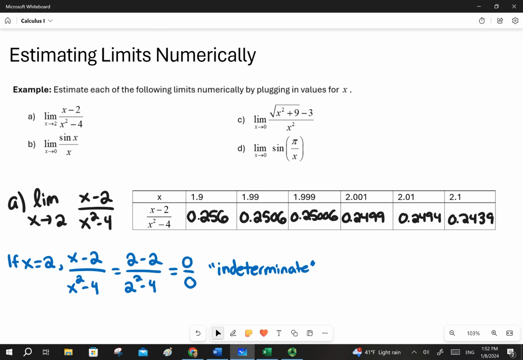0.2439 when x equals 2.1, 0.2494 when x equals 2.01, and 0.2499 when x equals 2.001. It certainly seems like the values are getting closer and closer to 0.25 as x approaches 2 from both sides. Soon we will learn how to evaluate this limit directly instead of estimating it, and then we will be able to confirm that the limit is in fact 0.25.